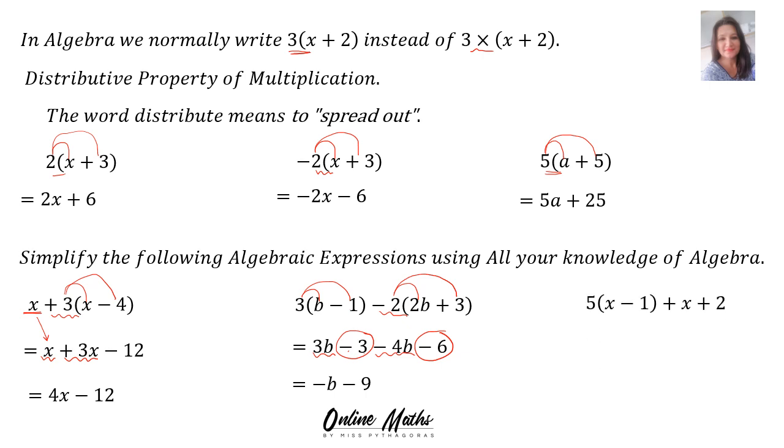On this one, we will multiply in the 5 since it stands directly next to the bracket. So we will say 5 times x is 5x, 5 times negative 1 is negative 5. And then the plus x and the plus 2 will write with, and we can add like terms. 5x plus x is 6x, and negative 5 plus 2 is negative 3.